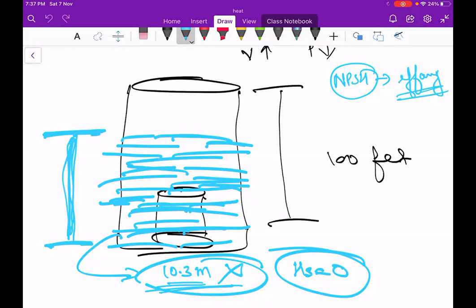Yes, Sushant. Okay. So everyone got this point of submersible pump, jet pump, centrifugal pump? Okay. So can we move forward?